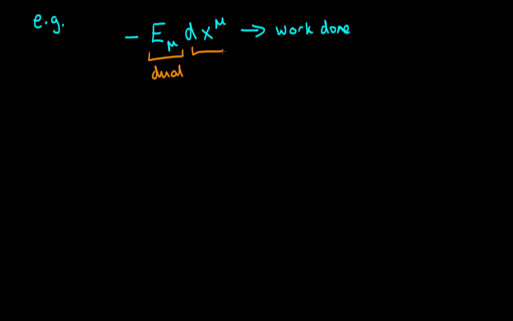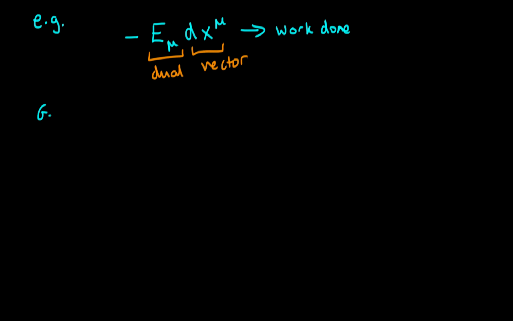So what is an example of a dual vector? Well, a typical example is the electric field, call it E mu. If we then multiply that through by some infinitesimal displacement, call it dx mu, and then we multiply this by -1, then essentially what this gives us is the work done in moving a unit charge through a distance dx. So we see here that E mu is our dual vector, whereas dx mu is our actual vector.